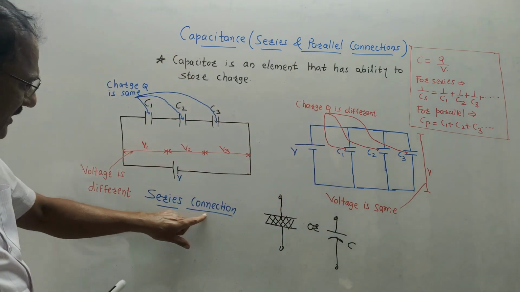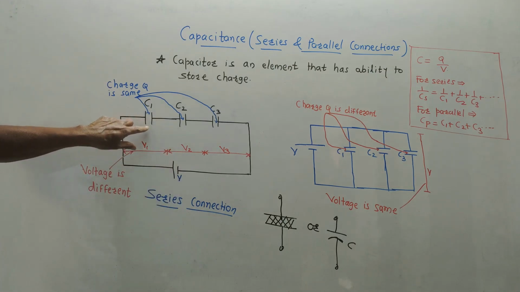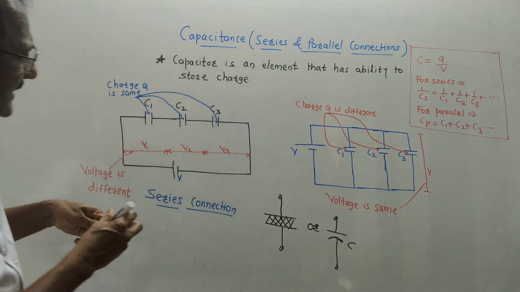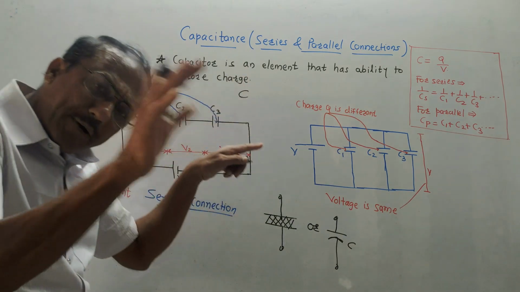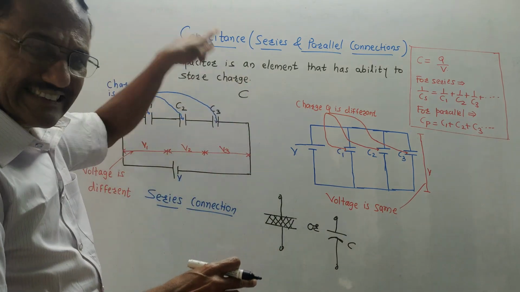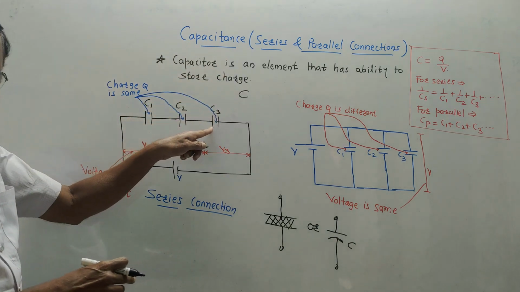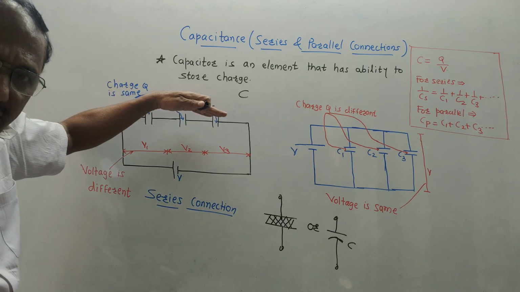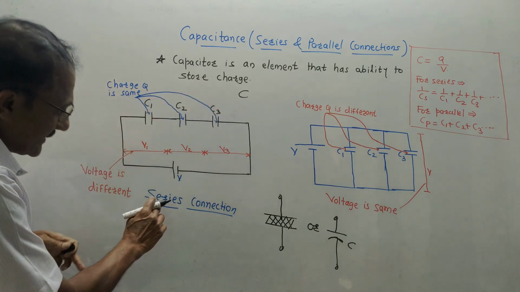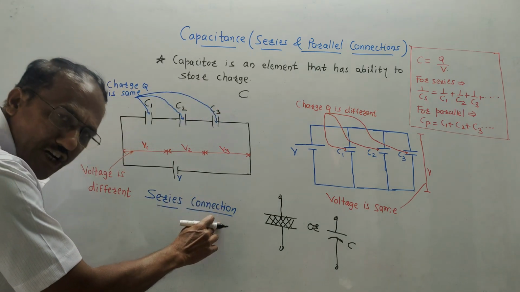First type is the series connection. I have shown three capacitors, C1, C2, C3. C is the notation which is used to represent a capacitor. The value of capacitor is known as capacitance. So three capacitors are there, C1, C2, C3. They are connected one after other in the same wire. This is called a series connection.